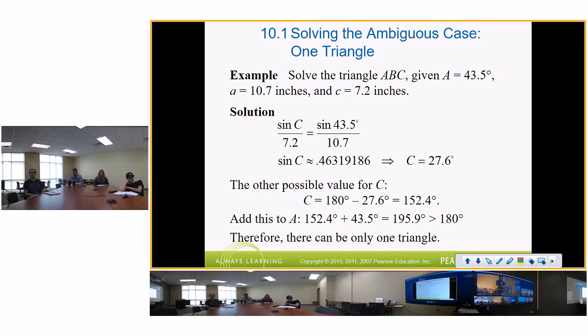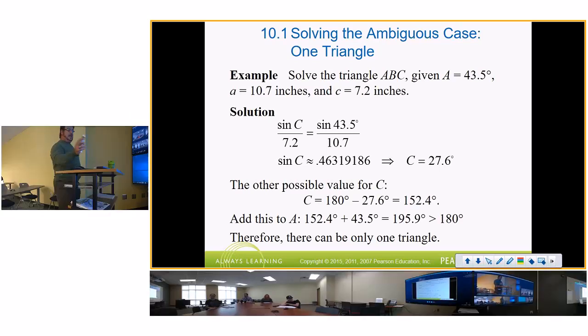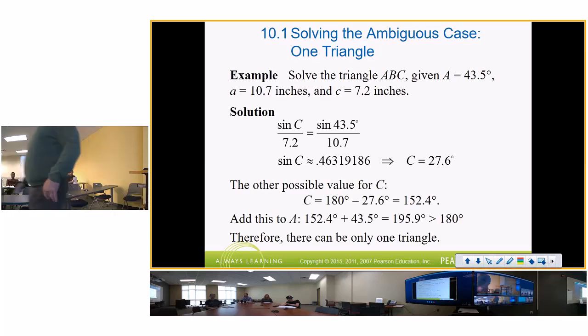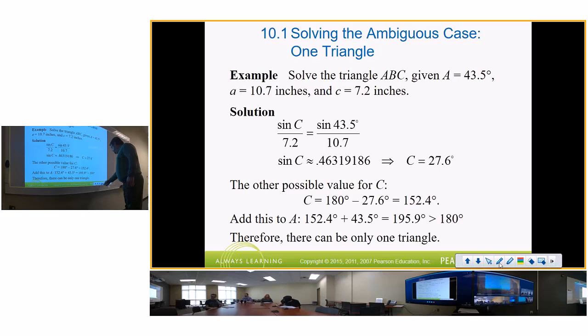Okay, solve the angle, and try not to look at the answers. I don't know why they're showing the answers all of a sudden. They're not supposed to do that. It's supposed to be blank. But anyway, I'm going to draw a picture.